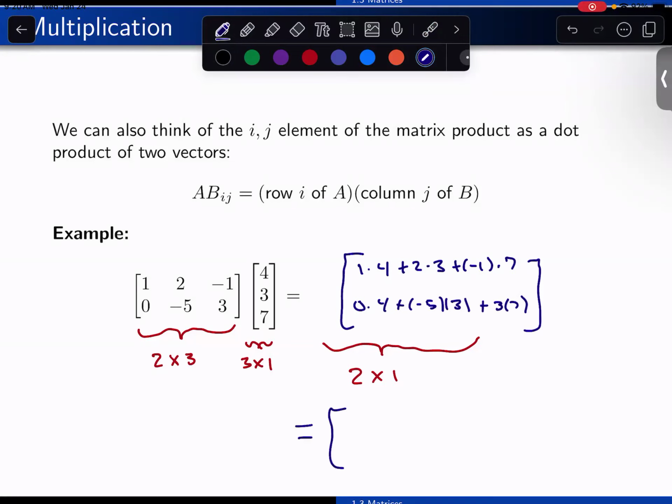This is going to be equal to 4 plus 6 minus 7, and this is going to be equal to 0 minus 15 plus 21. So this is equal to 6. Oh wait, what am I thinking? I don't know how to add. So this is 3, not 6. Right, 4 plus 6 minus 7 is equal to 3. And then this is equal to 6.